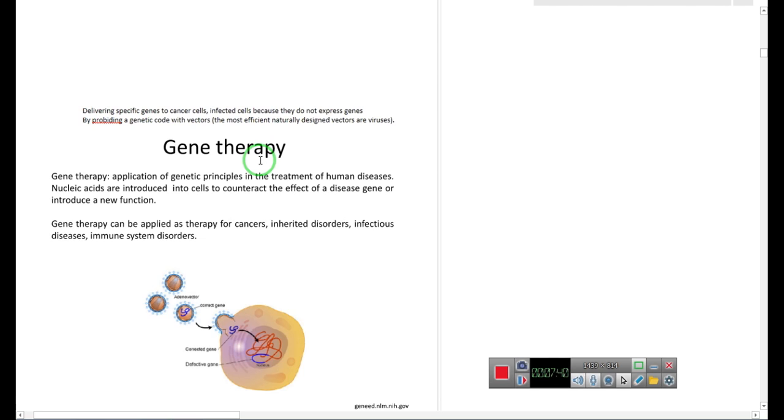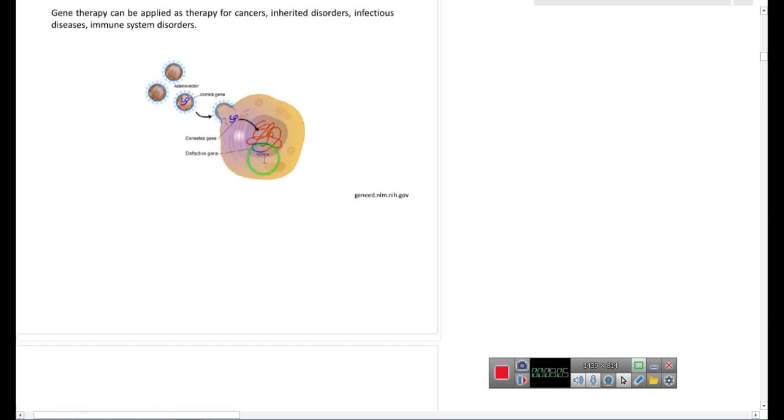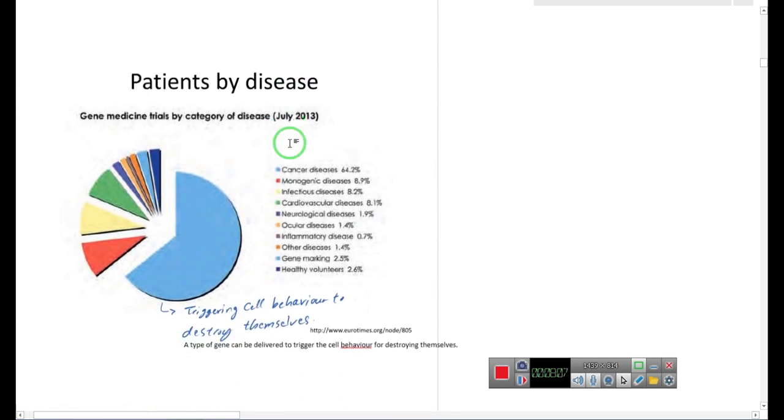The process in which we deliver the gene for gene therapy, in science it is called transfection. Let me type it for you. Transfection. So it means delivering the genes. Okay, let's continue with these slides.